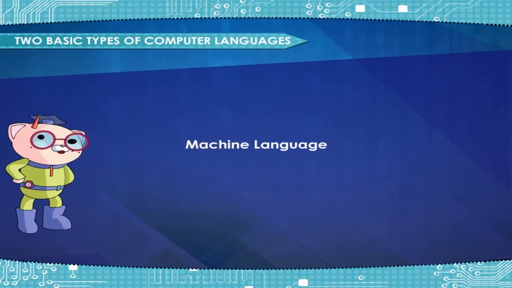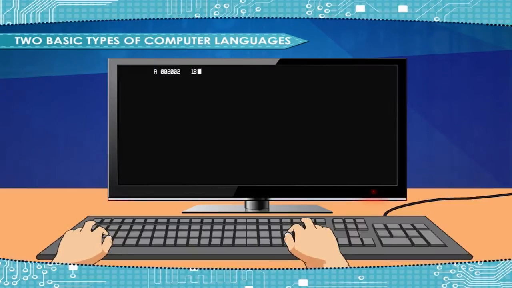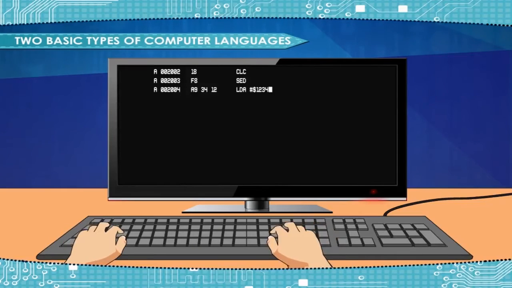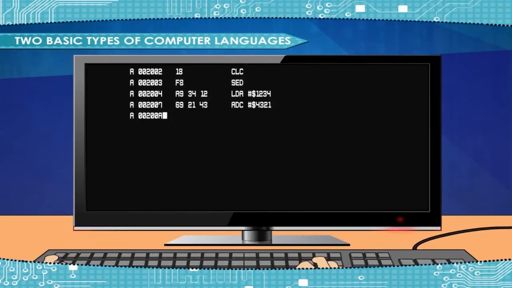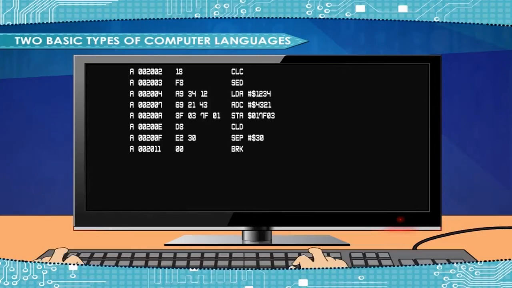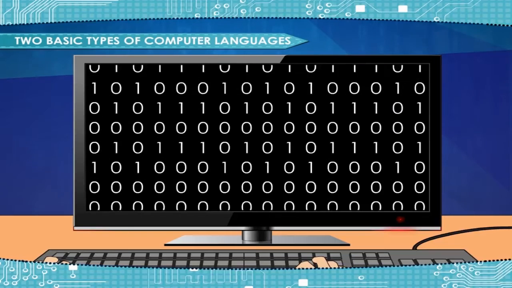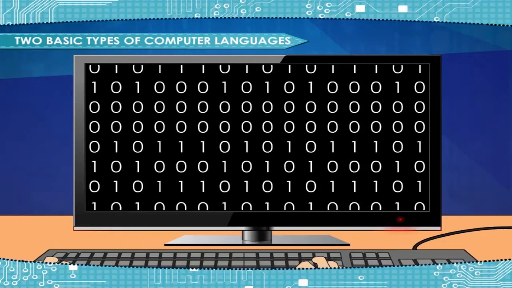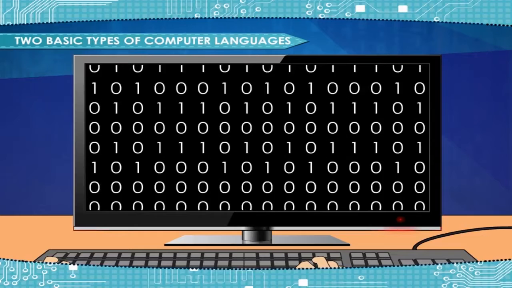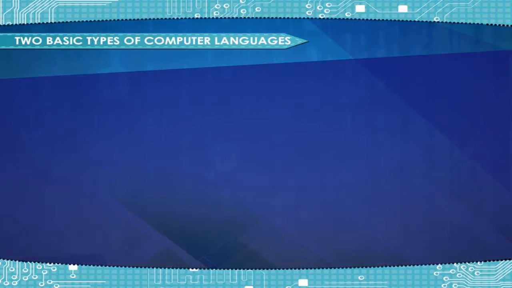Machine language: a language that is directly understood by the hardware. Machine language is the lowest and most elementary level of programming language. It was the first type of programming language to be developed. It uses binary digits 0 and 1 for giving instruction.